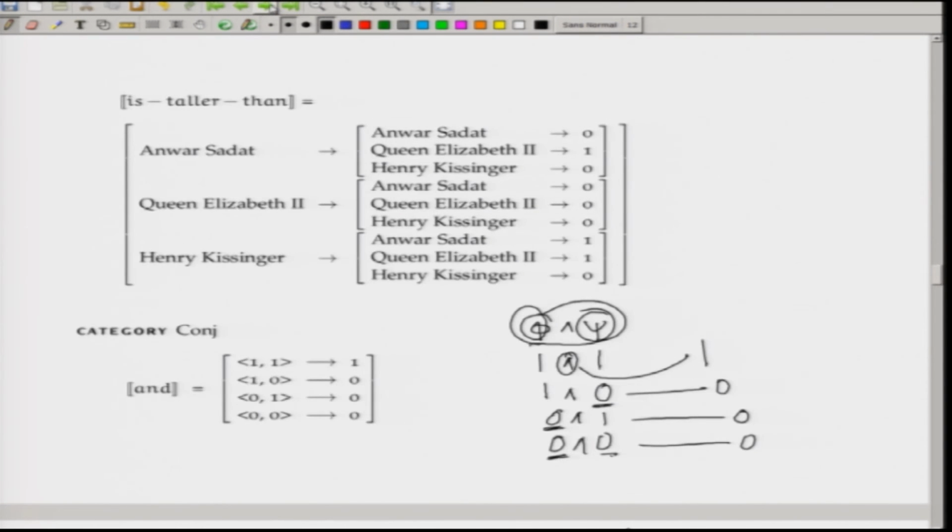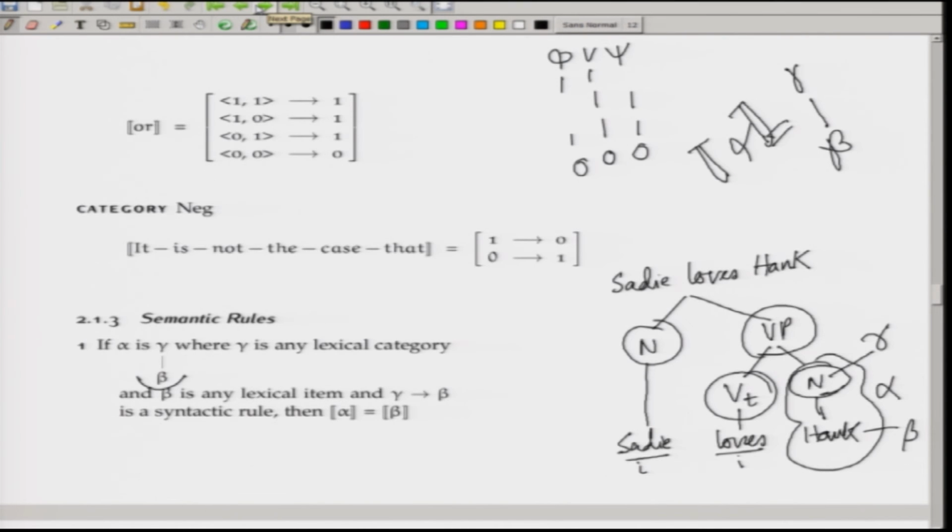So, no category has any reference of its own, but the member of the category, the lexical item that is associated with the category, will have a reference. So, Hank has the reference Henry Kissinger. Then that reference will be pushed up, and that reference will eventually be the reference of n, category n. That is the reason the reference of alpha is just the reference of beta.